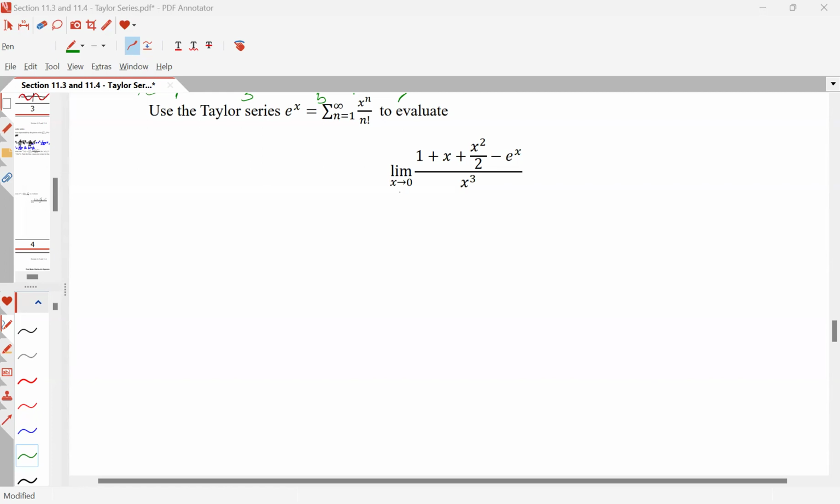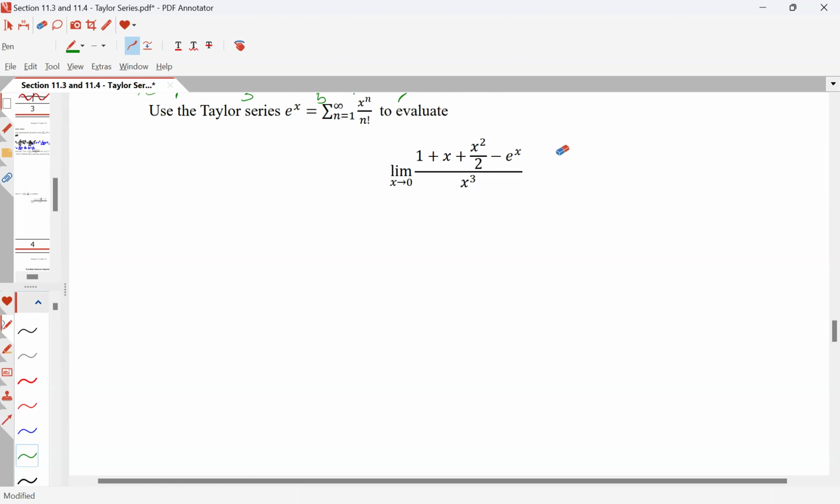if we plugged in 0, we would get a form of 0 over 0, meaning this limit is an indeterminate form where, at least for Calc 1, we would need L'Hopital's rule. And we'd actually need to use L'Hopital's rule at least twice to get all the way down to being able to evaluate the limit. I believe we may actually need it 3 times.